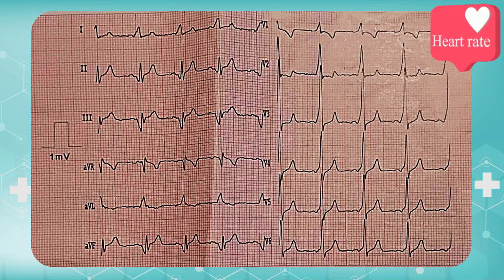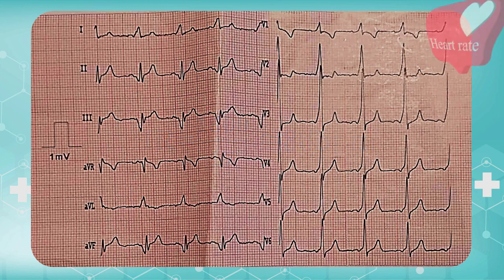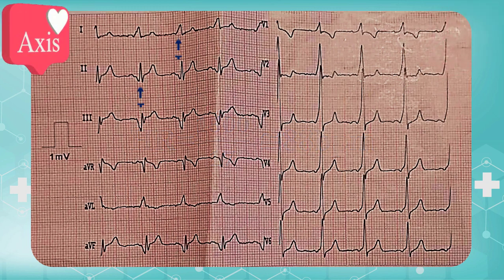The third step is heart rate calculation. Since the rhythm is regular, and there are 17 small squares between consecutive R waves, the heart rate is about 88 beats per minute. How about heart axis? QRS complexes are positive in D1 and D2, so the axis is normal.